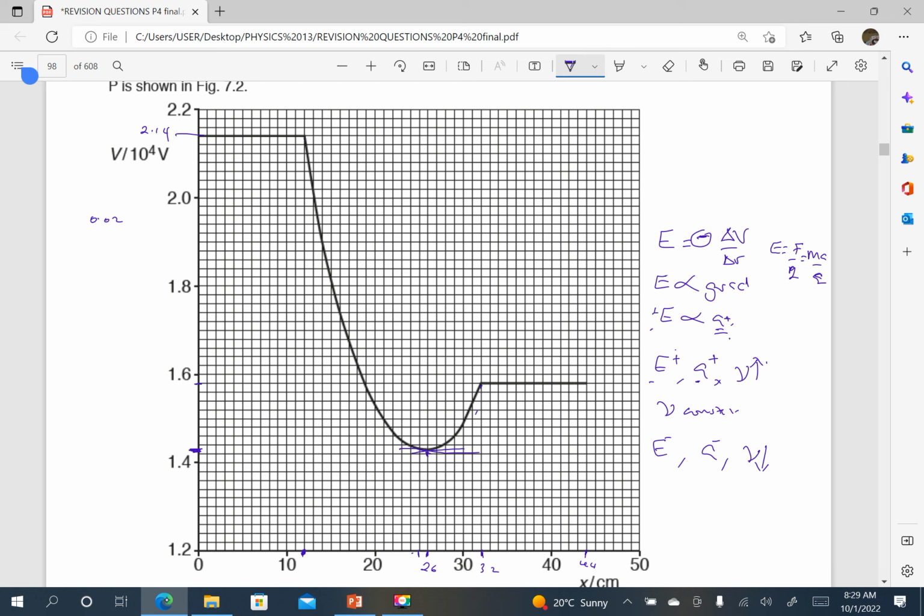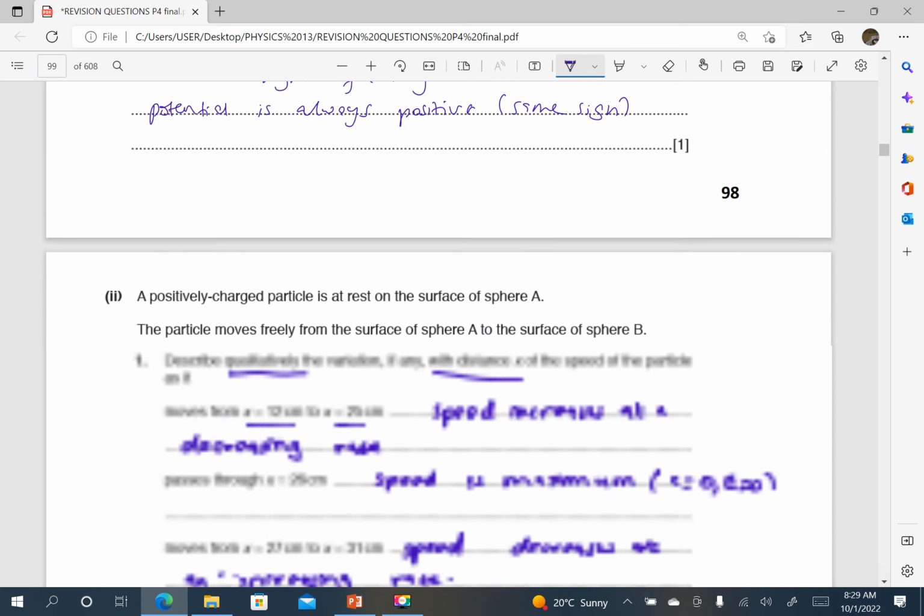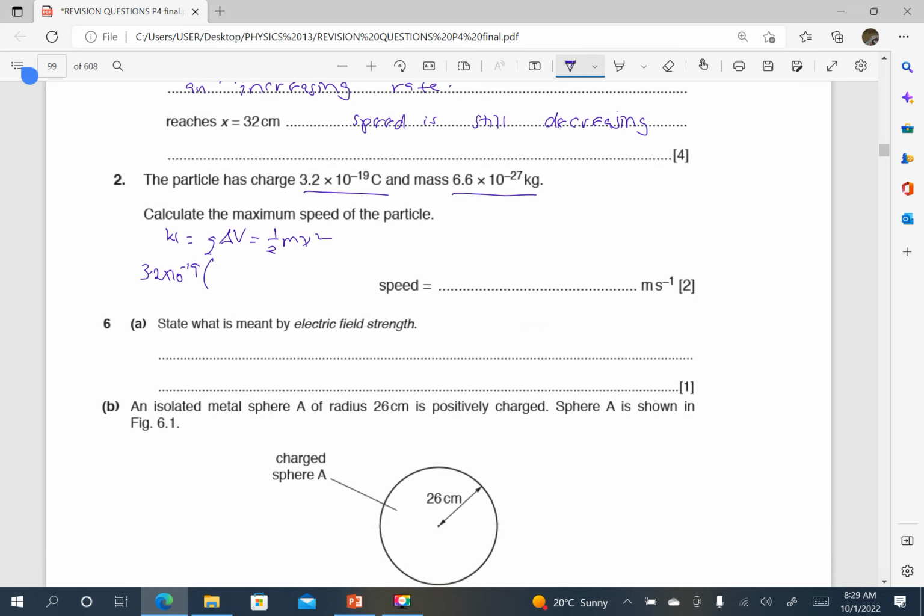Because we want maximum speed, it is obtained at this point here. The speed has reached maximum, so this is in the middle of the box. So I think this is 1.43, because one small square is 0.02, half a square is 0.01. So 1.42, 1.43. So we said it is from 2.14 and 1.43 to attain maximum speed times 10 power 4.